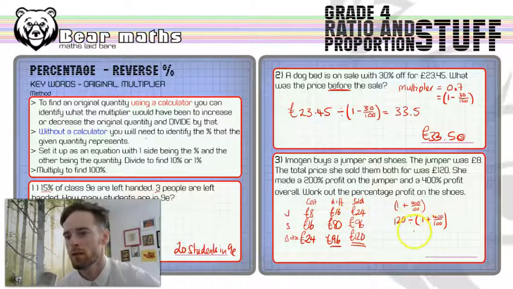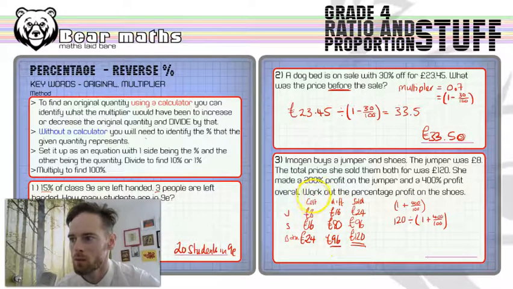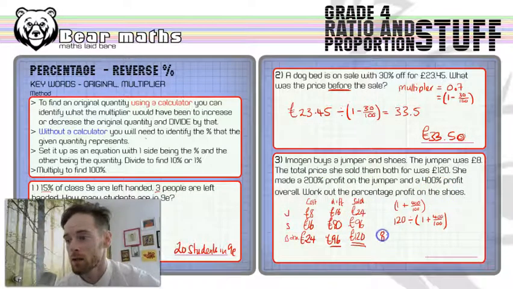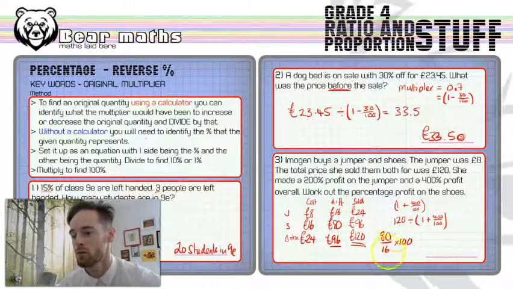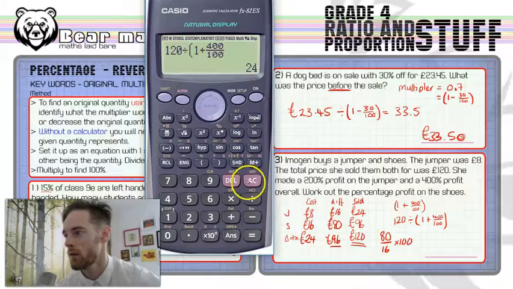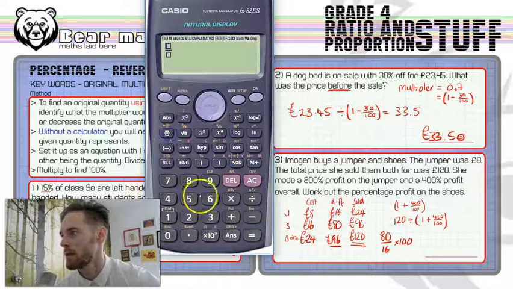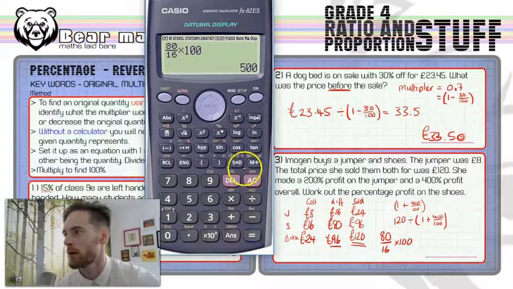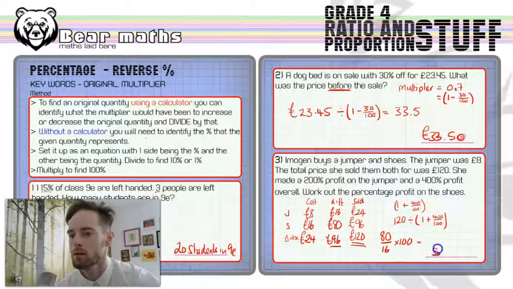Just doing that reverse percentage bit there really helped us fill in the rest of this table that I've set up for everything. What we need to do now is revisit what the question is actually asking us to do: work out the percentage profit on the shoes. So that's the difference divided by the original multiplied by 100. That's a thing that I've shown you how to do in a different video. So 80 over 16, multiplied by 100, and that's 500%. And there's our answer.